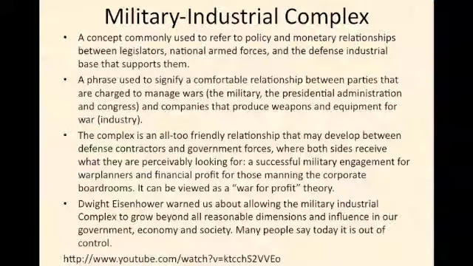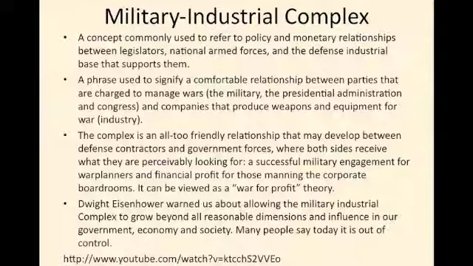So on to his third complex, which is the military-industrial complex. It's a concept commonly used to refer to policy and monetary relationships between legislators, national armed forces, and the defense industrial base that supports them. Another definition is a phrase used to signify a comfortable relationship between parties that are charged to manage wars, such as the military, the presidential administration, and Congress, and companies that produce weapons and equipment for the war, such as the industries.